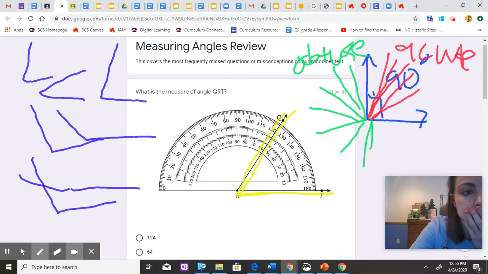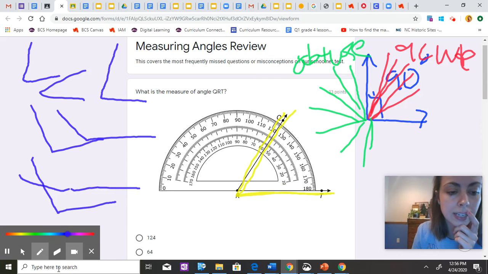So an acute can also look like this, just barely even in. So it would almost look like a 90-degree angle.